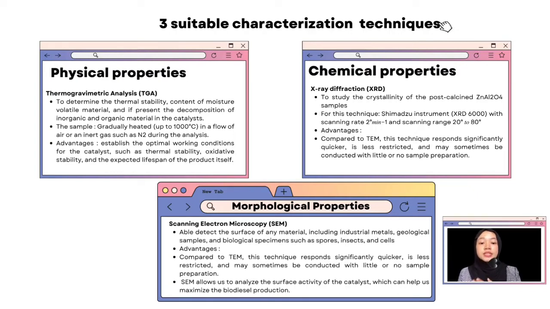And the advantage of SEM compared to TEM is that this technique's response is significantly quicker, it is less restricted, and may sometimes be conducted with little or no sample preparation. And scanning electron microscopy allows us to analyze the surface activity of the catalyst, which can help us to maximize the biodiesel production. That's all for me.